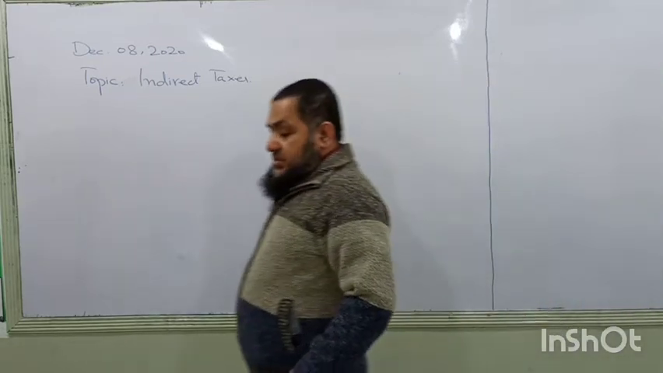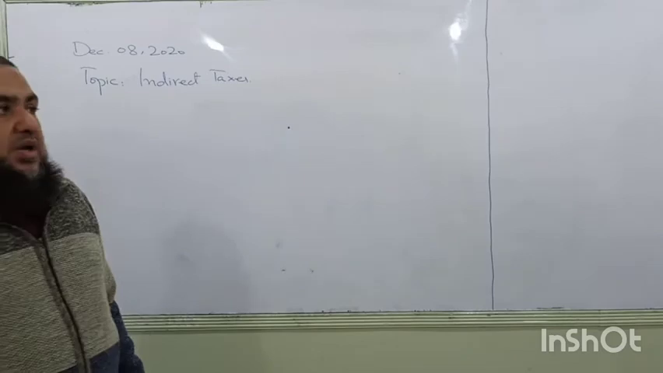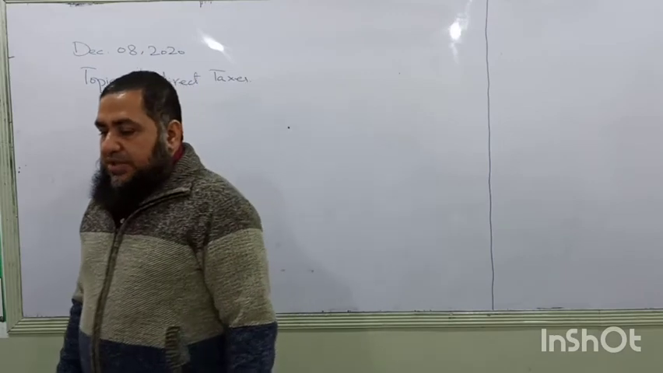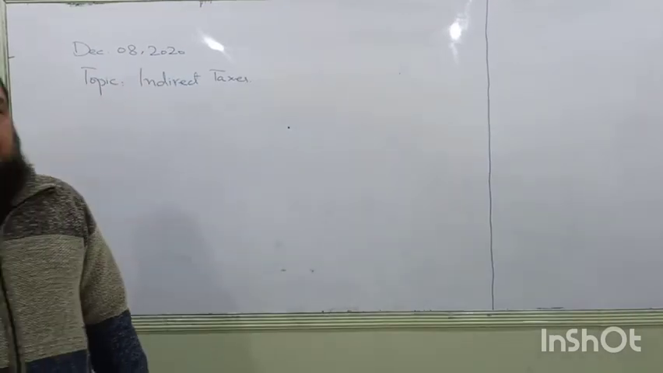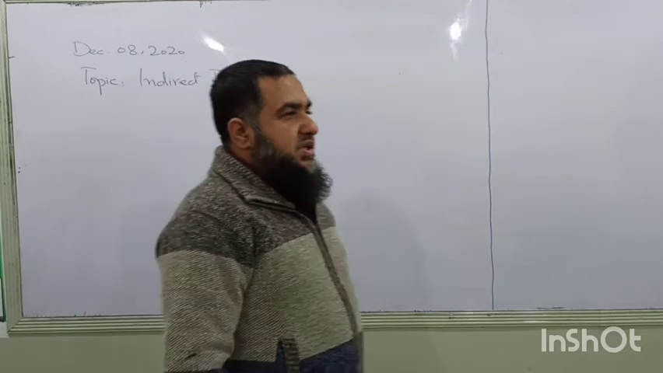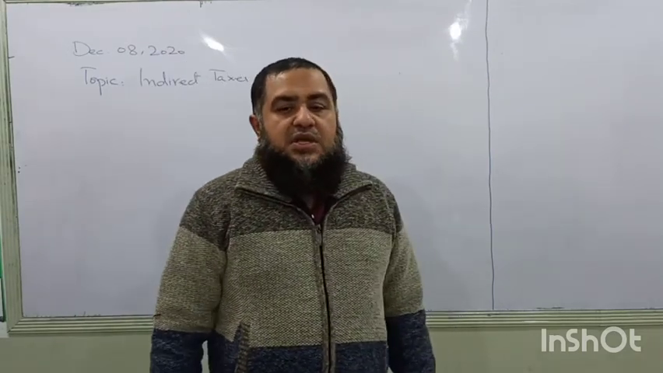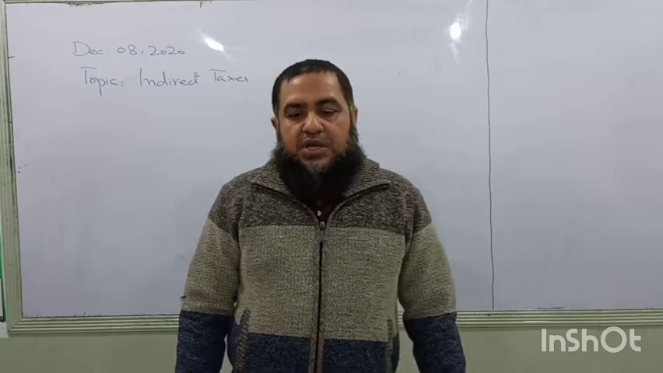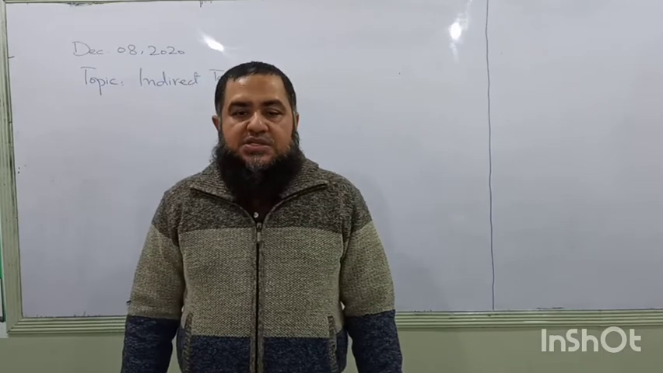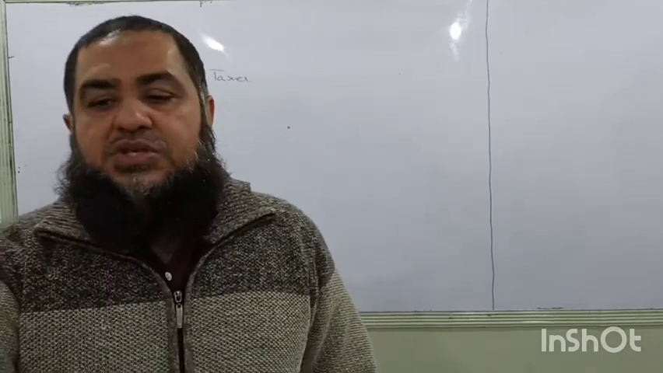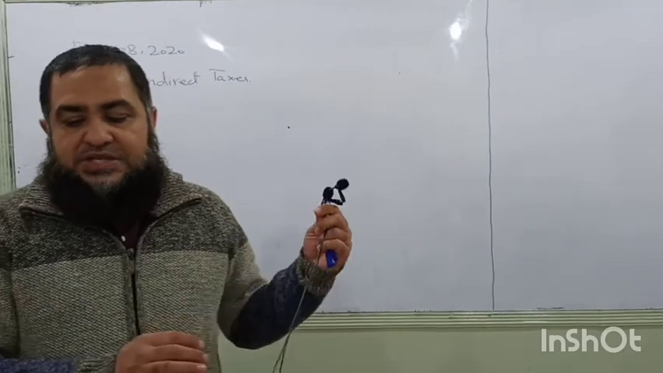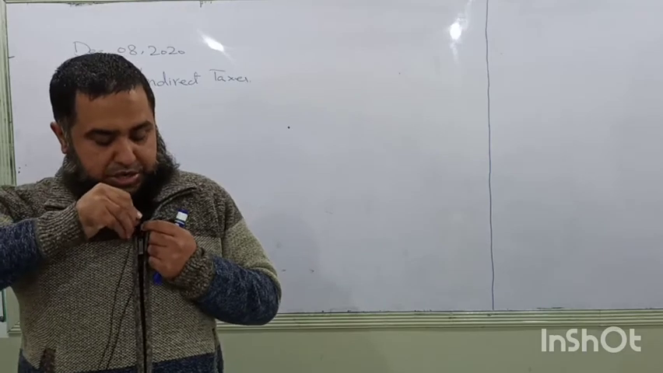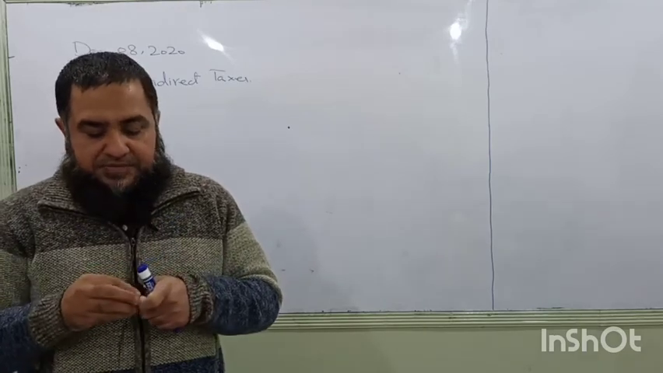Today our topic is indirect taxes. What are the different types of indirect taxes and how can their tax burden be shifted to others? Remember, we defined indirect taxes as taxes in which the tax burden can be shifted to others. Like if tax is imposed on the sellers, the burden of the tax will be shifted onto the consumers as well. So the tax burden can be shifted to others. This is called indirect taxes.